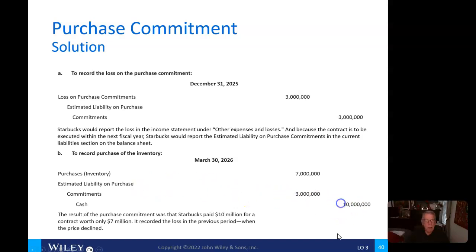And we'll pay the full amount in cash of $10 million. The result of the purchase commitment was that Starbucks paid $10 million for a contract worth only $7 million. It recorded the loss in the previous period when the price declined in the previous period.